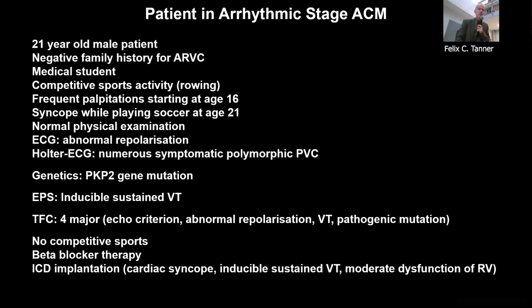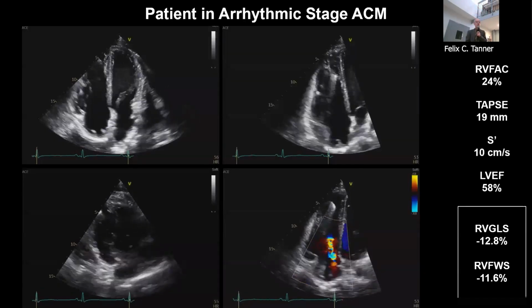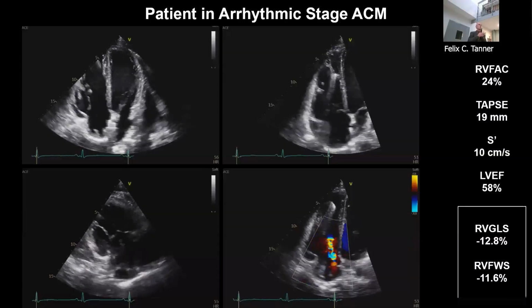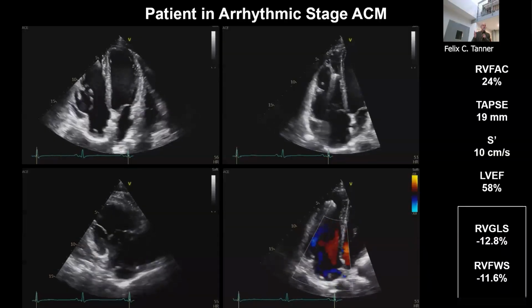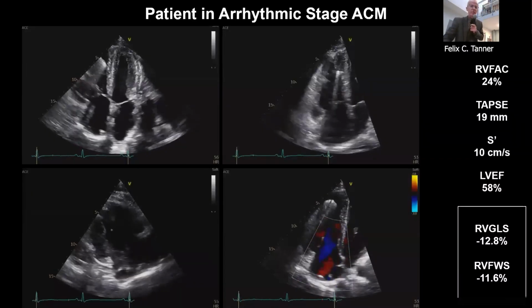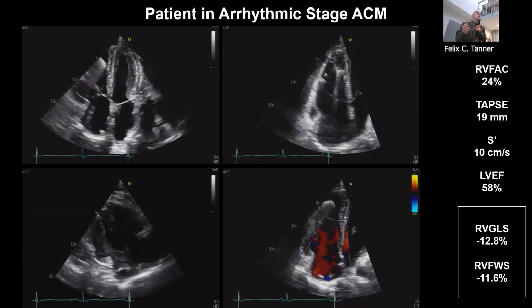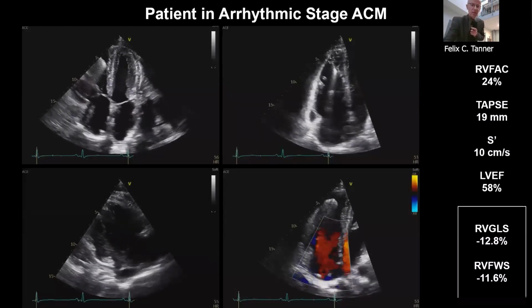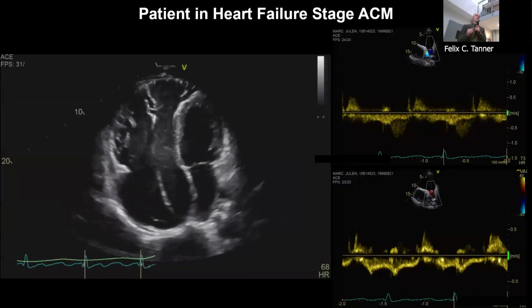I just show this to illustrate the value of strain for early detection of a phenotype like this. This is another patient in the arrhythmic stage. This one was a medical student when everything started, and he had a syncope during physical exertion while he played soccer. He also has a PKP2 mutation. This is a more advanced phenotype. The right ventricle is not normal. There is a subtricuspid aneurysm, and there is a secondary tricuspid regurgitation. And here, of course, the strain is reduced, but you don't really need it because you see other things which are pathological in this echo.